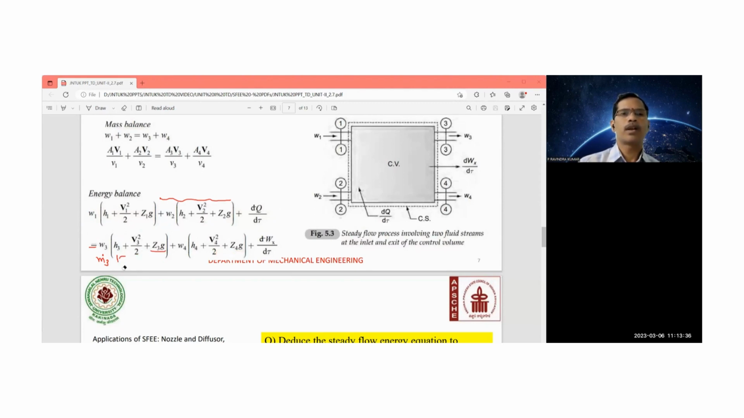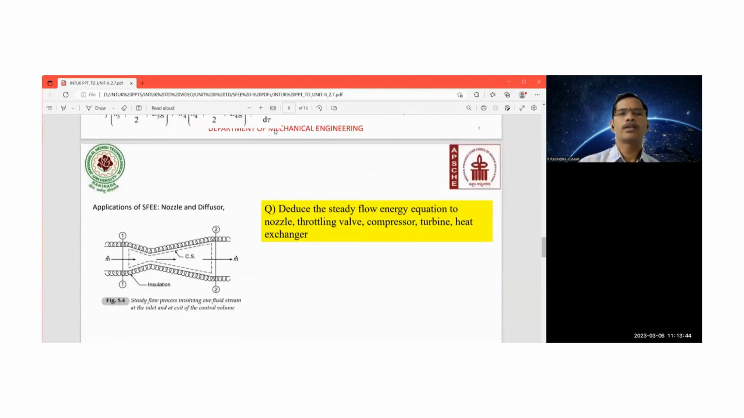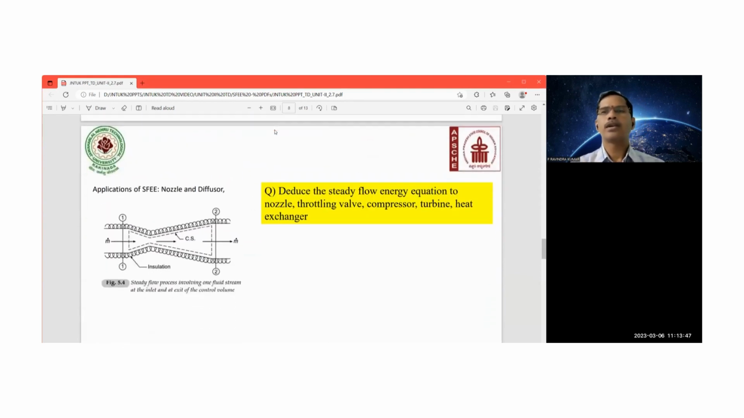Once we have this derivation for multiple stream fluids, the time has come to apply the steady flow energy equation for solving numerical problems. There are certain applications in your syllabus: the nozzle and diffuser. This is the nozzle.